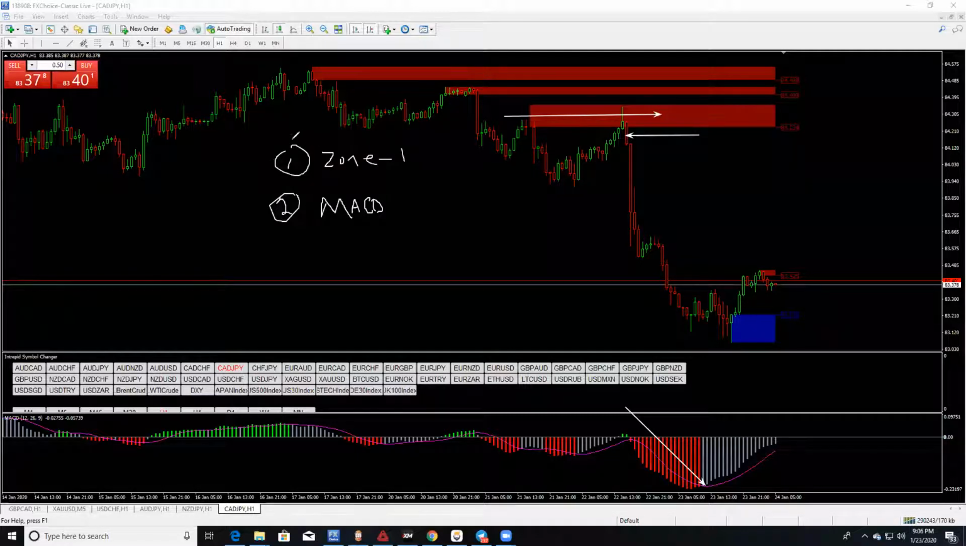This is when you're looking at your chart. This is G5 I'm working on. I'm teaching you G5 right now. So find the zone. Number 2, get to the MACD.